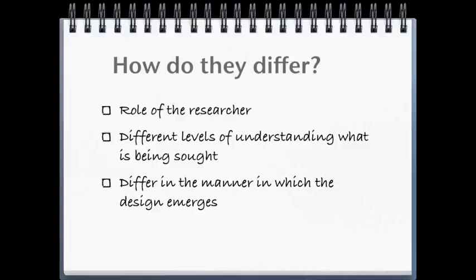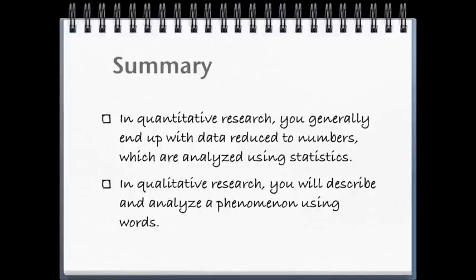And these methodologies differ in the manner in which the design emerges. In quantitative research, the design is laid out on the front end. In qualitative, the design emerges as the research goes on. Now, those are very interesting differences. Just to summarize, in quantitative research, you generally end up with data reduced to numbers, which are analyzed using statistics. In qualitative research, you will describe and analyze a phenomenon using words.